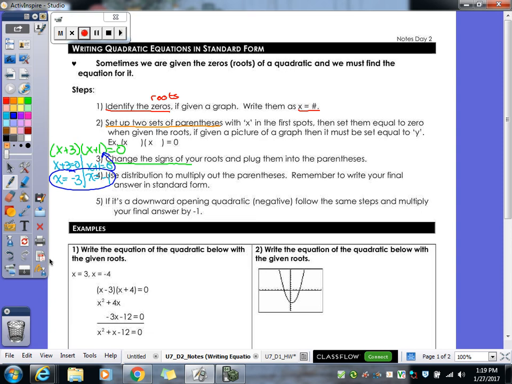You're then going to use distribution to multiply everything out. And then one last thing, if it's a downward opening quadratic, you got to multiply times -1. And again, we'll go through those steps in our examples.